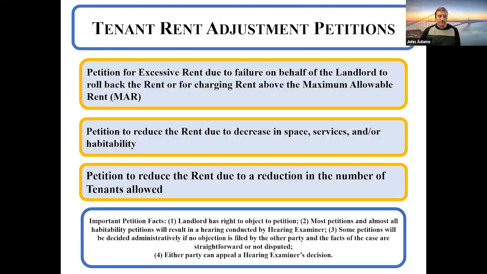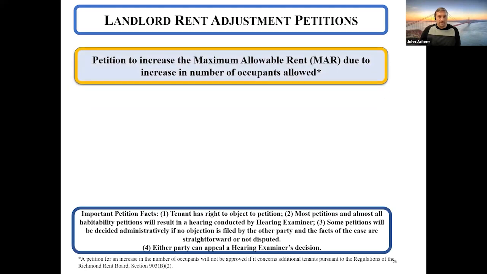The first is to increase, so if the unit had increased the number of occupants allowed.